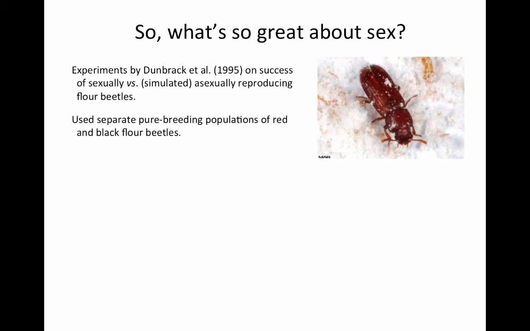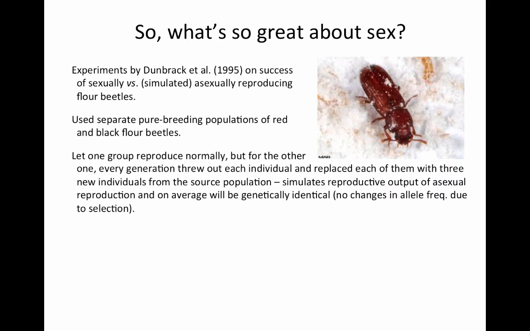They used separate pure breeding populations of red and black flour beetles. That means that all the red ones are red homozygous, all the black ones are black homozygous. And they let one group reproduce normally. So this would be the sexually reproducing group. In the other group, every generation, they threw out all the beetles, each individual, and replaced each of them with three new individuals from the source population. So this is going to simulate the reproductive output of asexual reproduction.